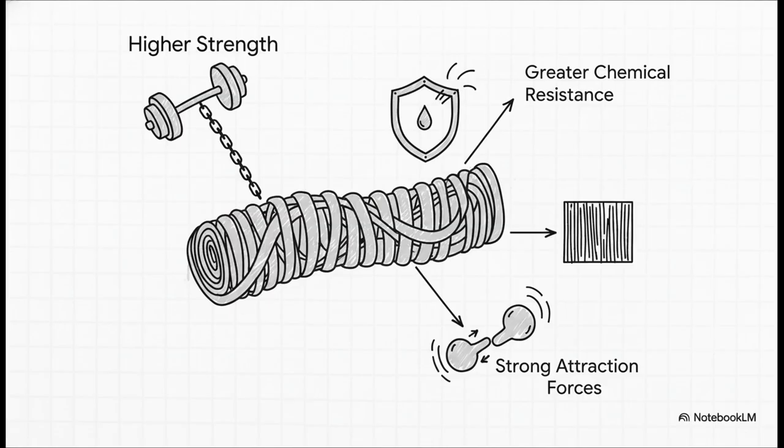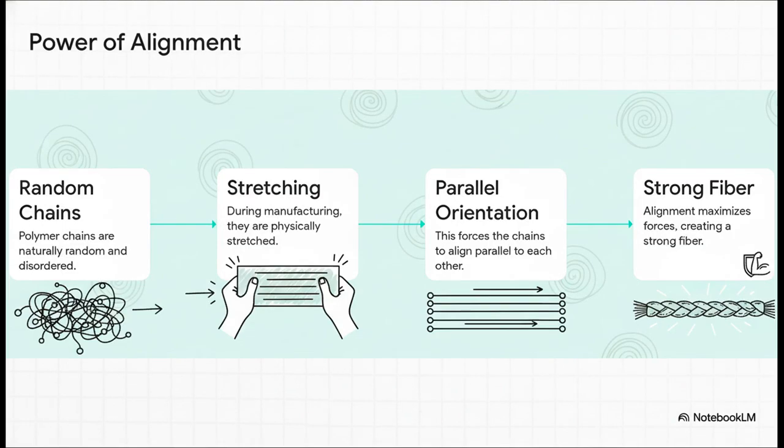We're talking higher strength, more durability, better resistance to chemicals, and it even soaks up less water. It's basically the formula for a fabric that lasts. So how did they do it? Well, one of the key tricks is a process called orientation.